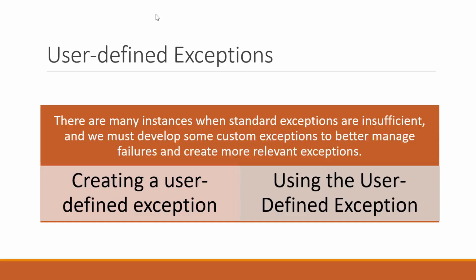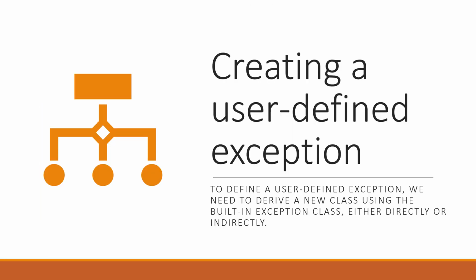So here we will discuss two things. First, how we can create a user defined exception, and then how we can use that user defined exception. So let's first discuss how we can create it. To define a user defined exception in Python, we need to derive a new class from the built-in Exception class, either directly or indirectly. Moreover, according to the standard naming conventions, a user defined exception should end its name with the word Error. However, this is not always compulsory.